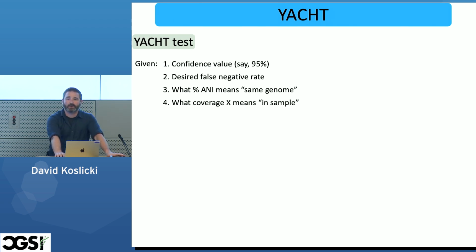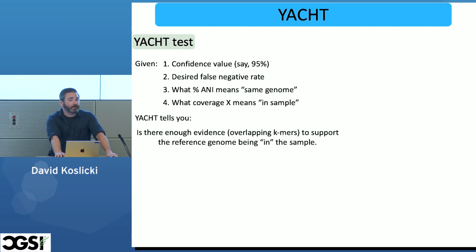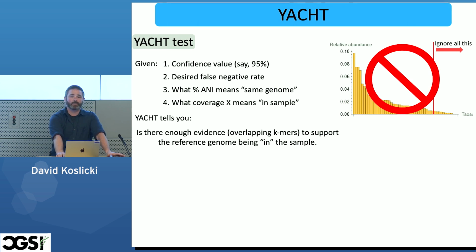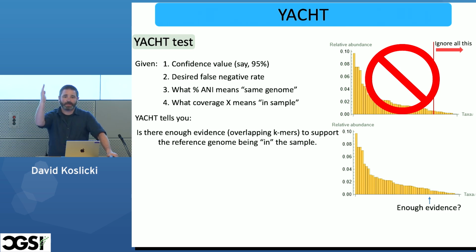You also get to set what coverage you think is enough evidence to support one of these reference genomes being inside the sample. And then YACHT, this approach, will tell you, is there enough evidence in terms of overlapping k-mers to support the claim that this reference genome is present in your sample up to within whatever ANI threshold that you set. So in essence, we no longer have to do hard thresholding. What we can do is we can go individual organism by organism or taxa by taxa and say, do I see enough evidence for it being present or not?